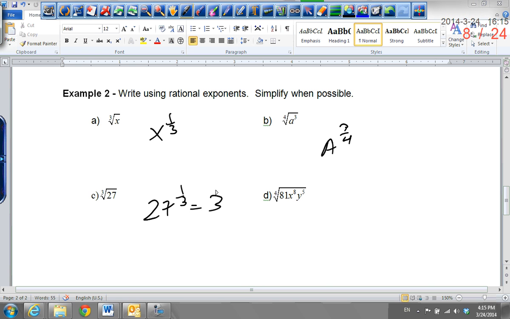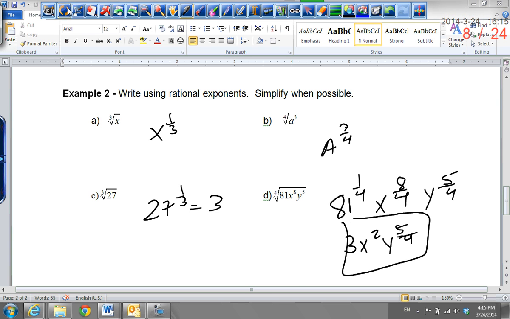Letter D, you're going to say each part and put it to like the 1/4, and then if you have an exponent already, there's going to be like to the 8/4 and stuff like that. So you have 81 to the 1/4, x to the 8/4, and y to the 5/4. So then reduce, well, 81 to the 1/4 is 3, x to the second, and then y to the 5/4. And we just reduce because we can. You don't have to, but we can.